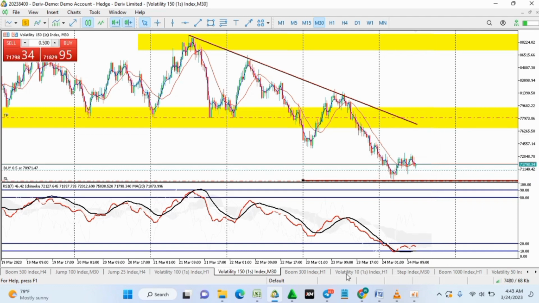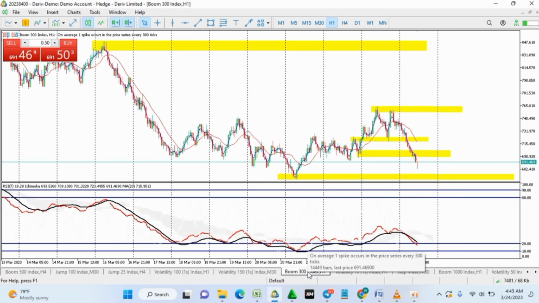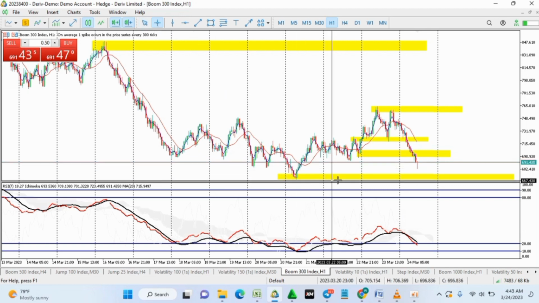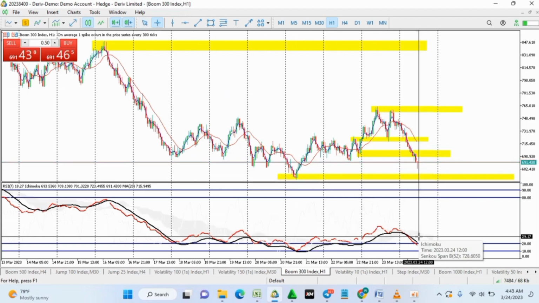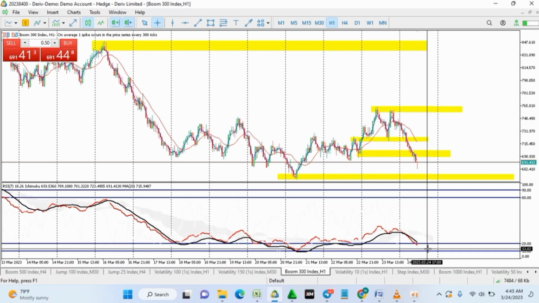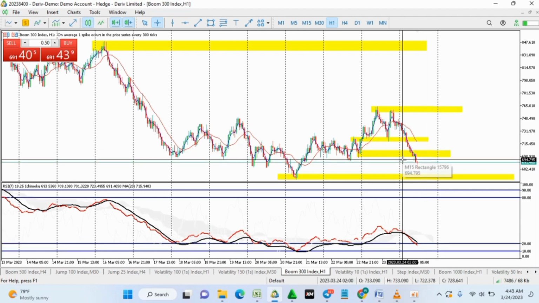Let's go to Boom 300. On Boom 300, I'm expecting price to reach here after the two lines have touched level 10, or within this region. Then I can look for buy entries.